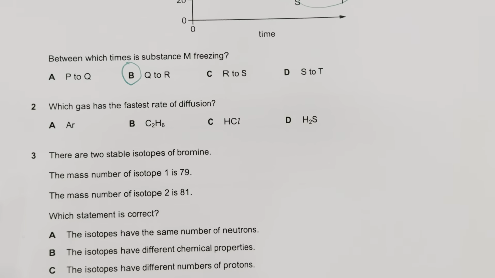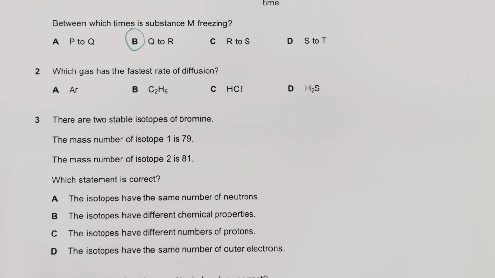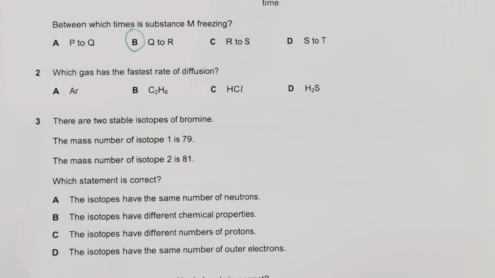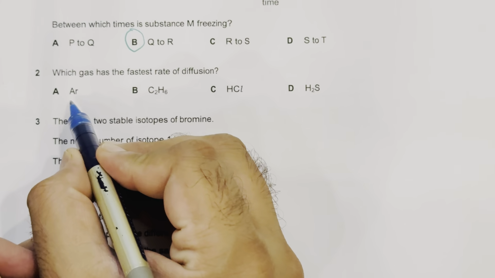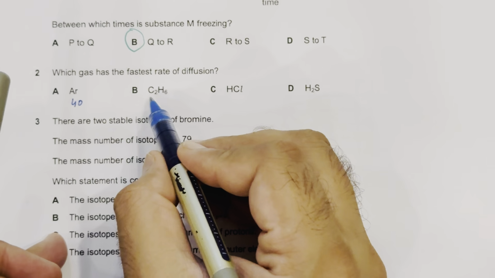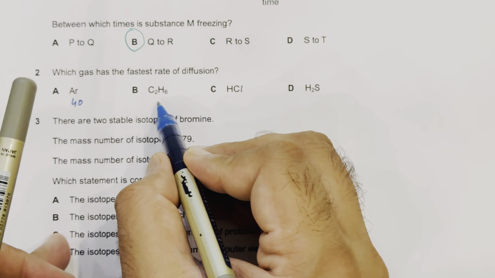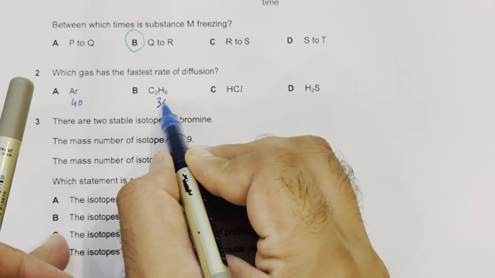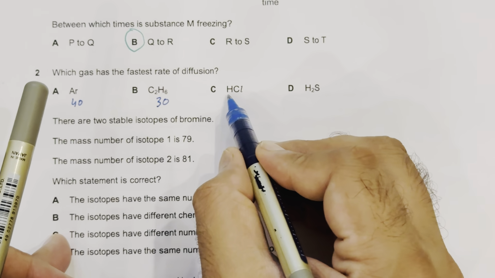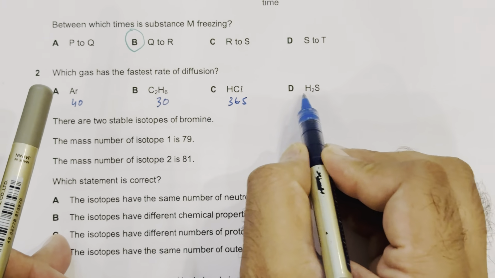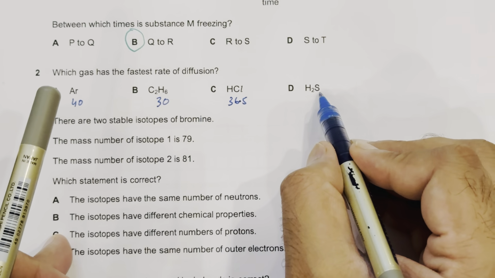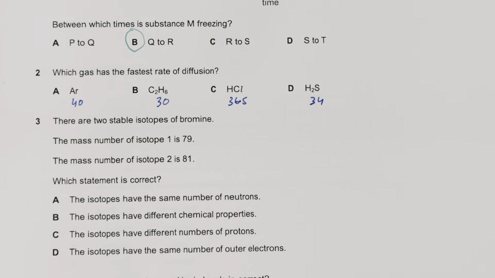Question number 2 is simple. Which gas has the fastest rate of diffusion? We know that the gas that has the lower molecular mass has the fastest rate of diffusion. So we know that argon has a mass of 40 from the periodic table, and we can also calculate 12 multiplied by 2, that is 24, then 24 plus 6, it would be 30, and hydrogen chloride would be 35.5 plus 1, that is 36.5. For hydrogen sulfide, 32 plus 2, it would be 34, and the minimum mass we can see from the given options is option number B.